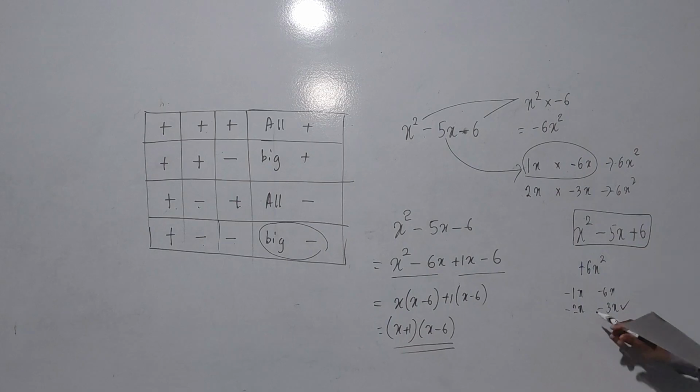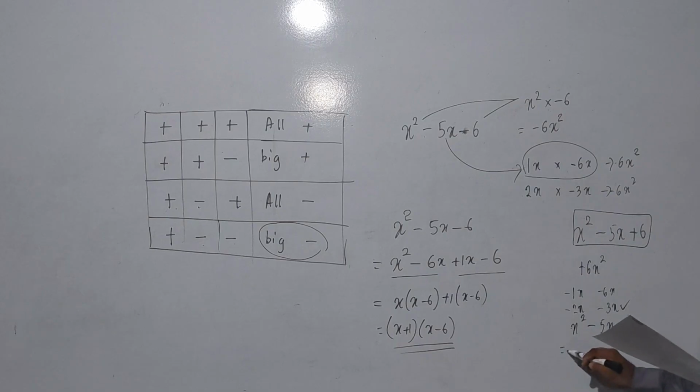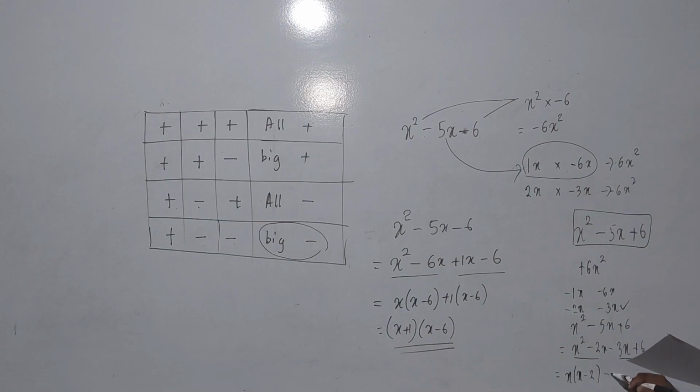If we get this question, how to factorize that? We will write x squared minus 5x plus 6 as x squared minus 2x minus 3x plus 6. When we consider these two and these two, we can factorize: x bracket x minus 2, minus 3 bracket x minus 2. So the final answer becomes x minus 3, x minus 2, all minus. Okay.